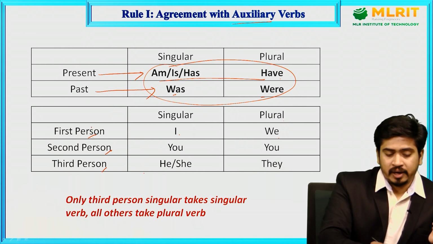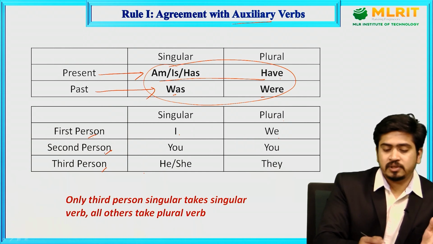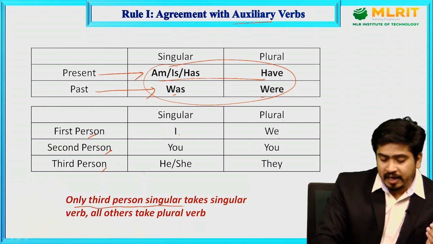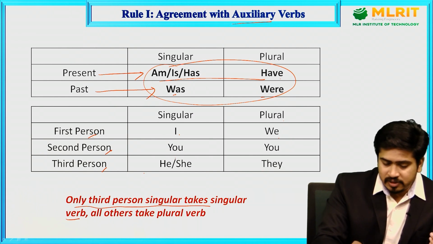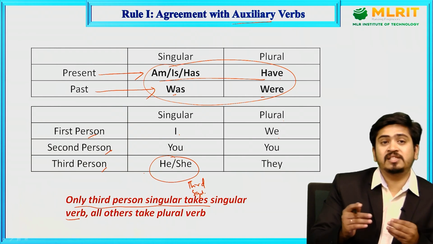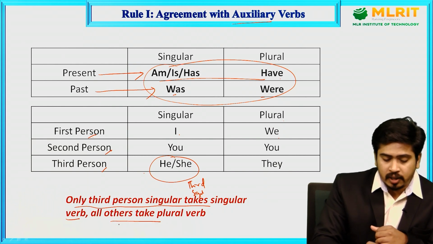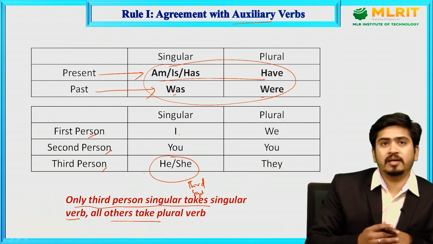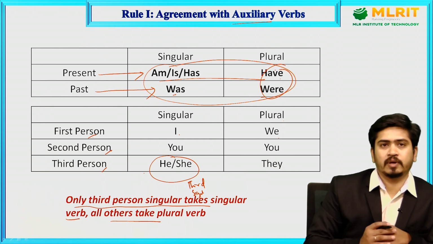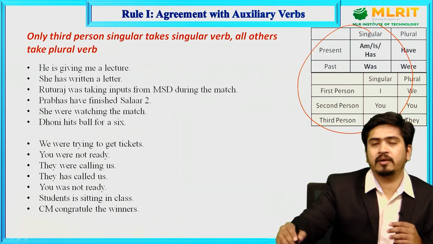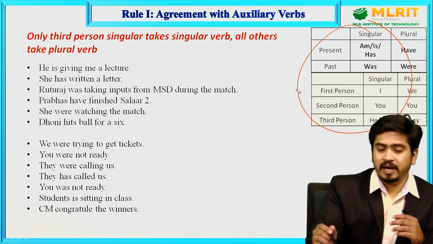Now, in context of these three persons, singular and plural, only third person singular takes singular verb. That means this one. This is third person singular. Only this takes singular verbs. All others, that means I, we, you, they, all other take plural verbs. Okay, is it clear? Now, let us see some examples for the same. The same boxes are put here. You can see.